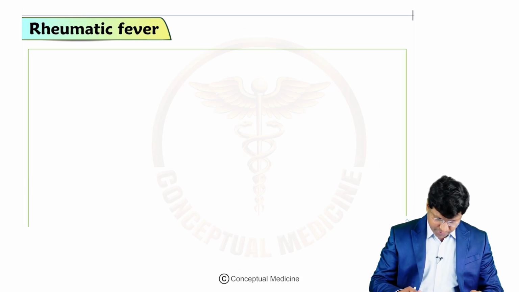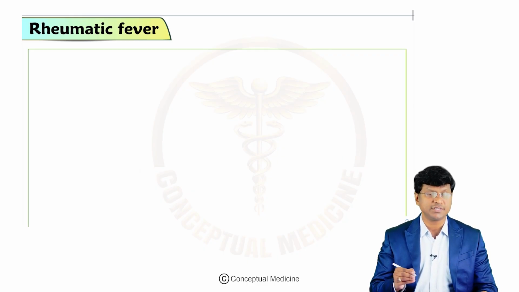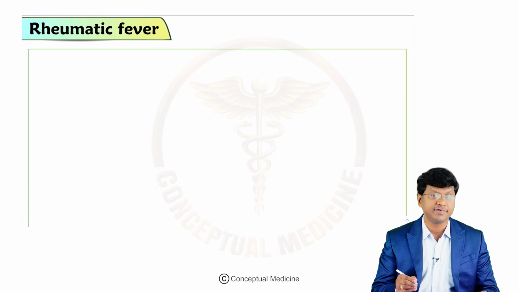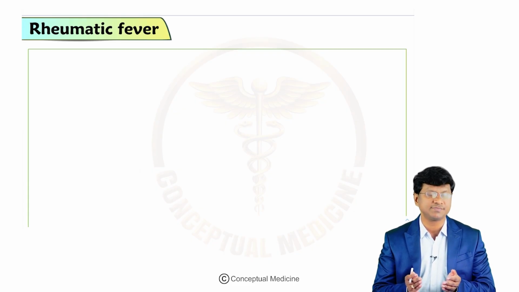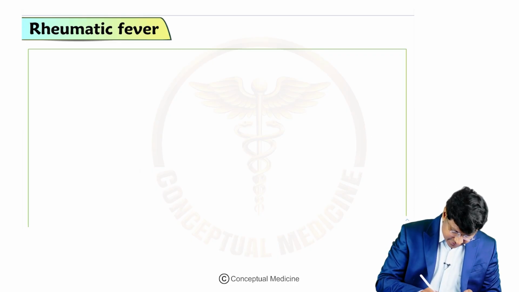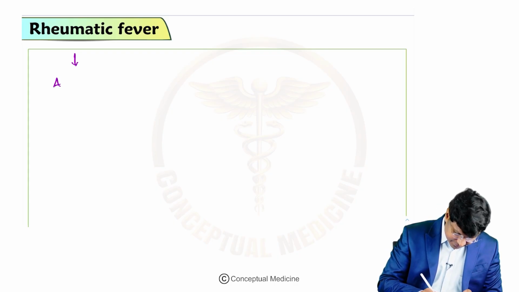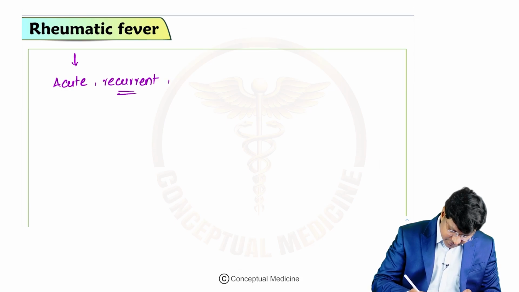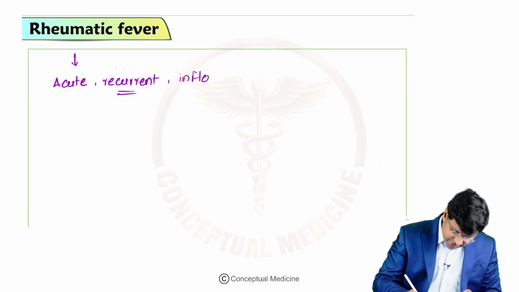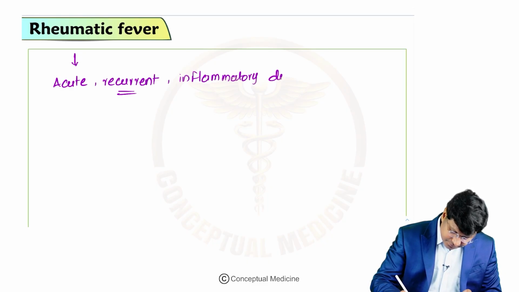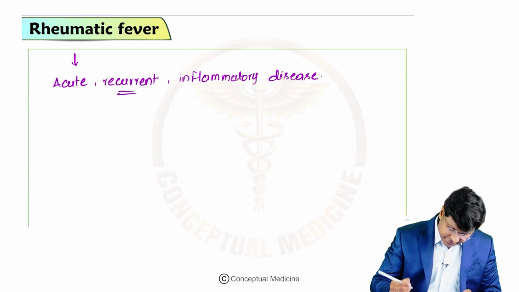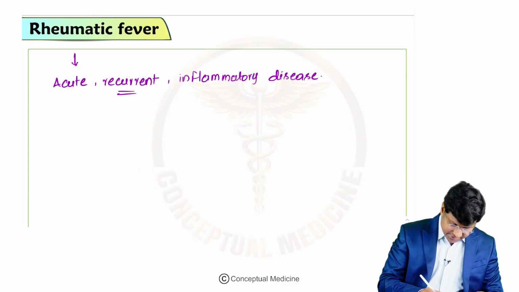Rheumatic fever is a disorder where the individual has inflammation in multiple systems of the body. It is an acute recurrent inflammatory disease. This point is very, very important: it is recurrent.